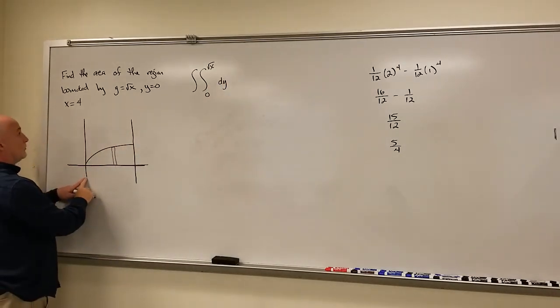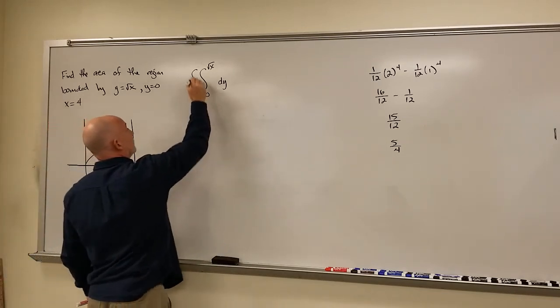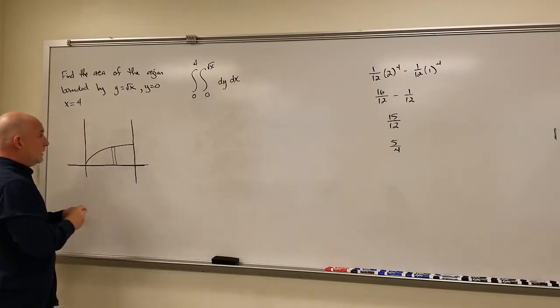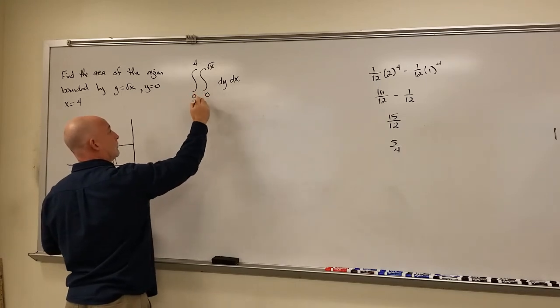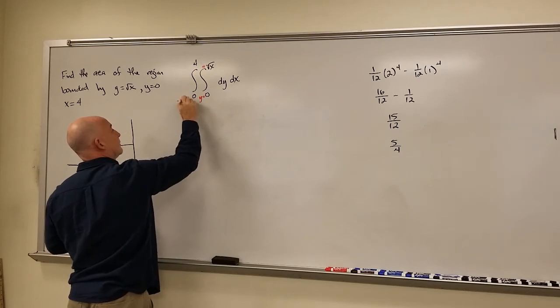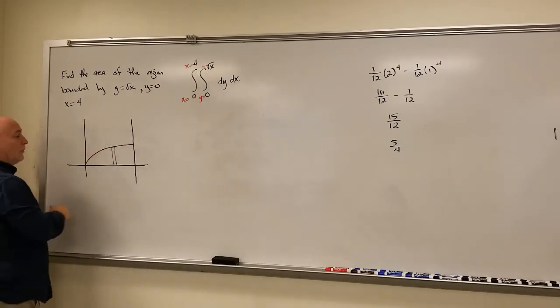X goes from 0 to 4. So it goes from 0 to 4 in the x direction. Now here, it could be fairly helpful, and again, we don't normally write it, that's why I'm doing it in red here. Remember, the first bounds are what y equals, the second bounds are what x equals. Okay, so that would give us the area of this region.